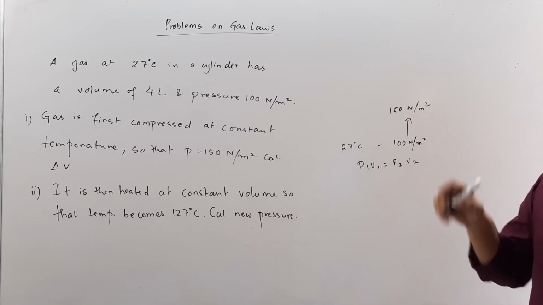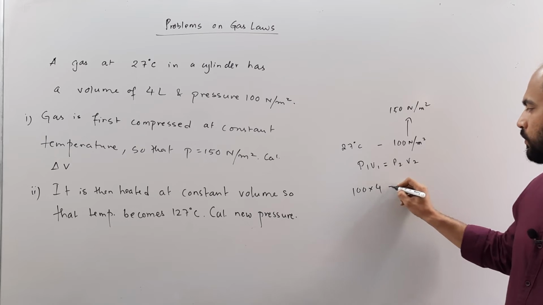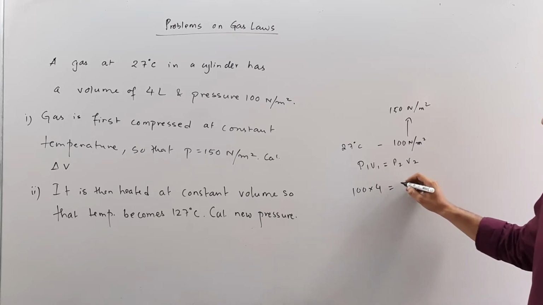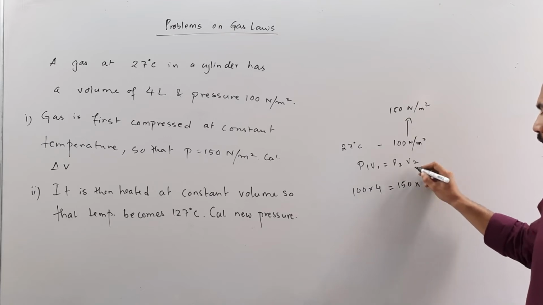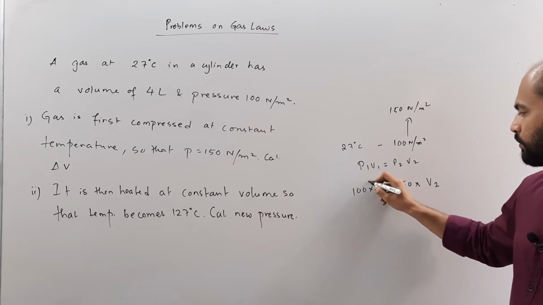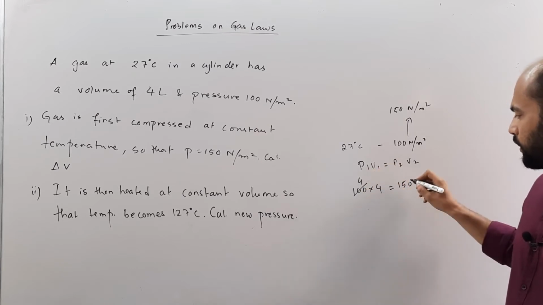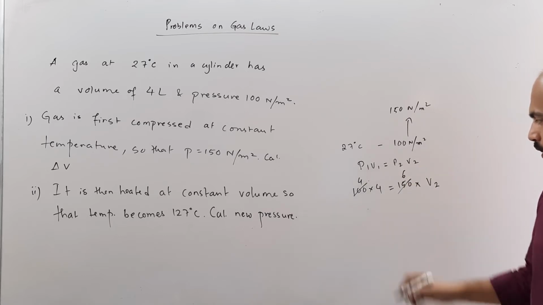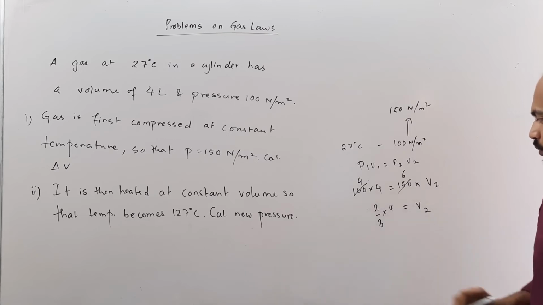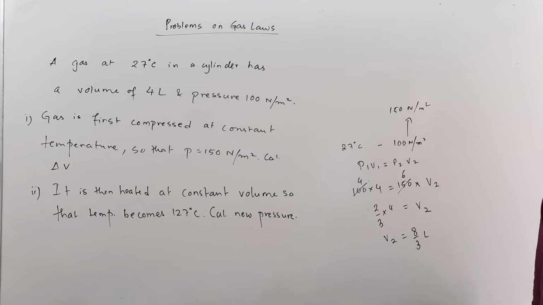So the volume initially is 4 liters, pressure is 100, pressure 2 over here is given as 150, and this is the volume. So we can find volume 2, that is 25 4s are, and then 25 into 6. So this comes as 2 by 3 into 4, which is V2, and this comes as 8 by 3 liters.